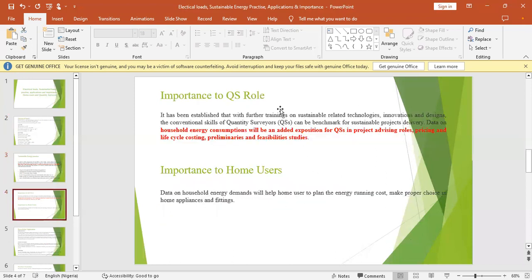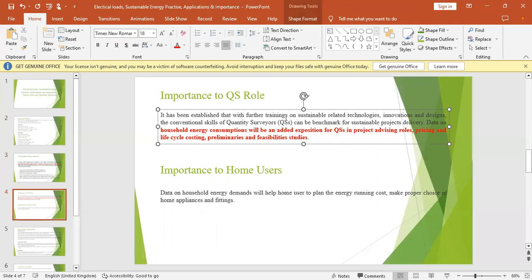Now, what is the importance of this discussion to QS and to home users? It has been established that with further training on sustainable related technologies, innovation and design, the conventional skills of quantity surveyors can be benchmarked for sustainable project delivery. So I believe data on household energy consumption will be an added exposition for quantity surveyors in project advising role, pricing and life cycle costing, preliminary and feasibility studies.